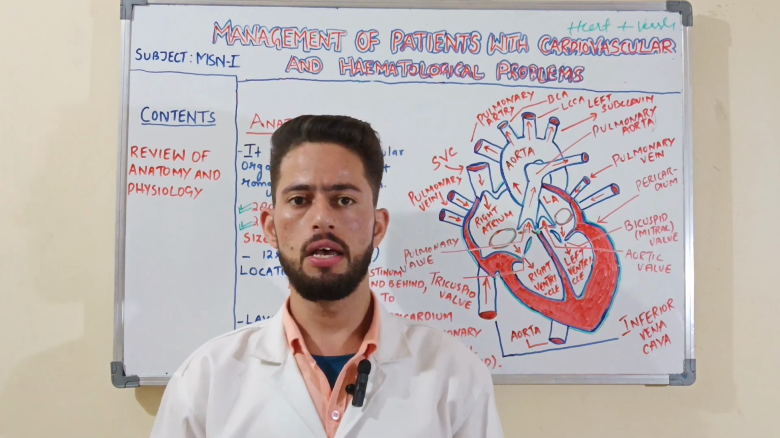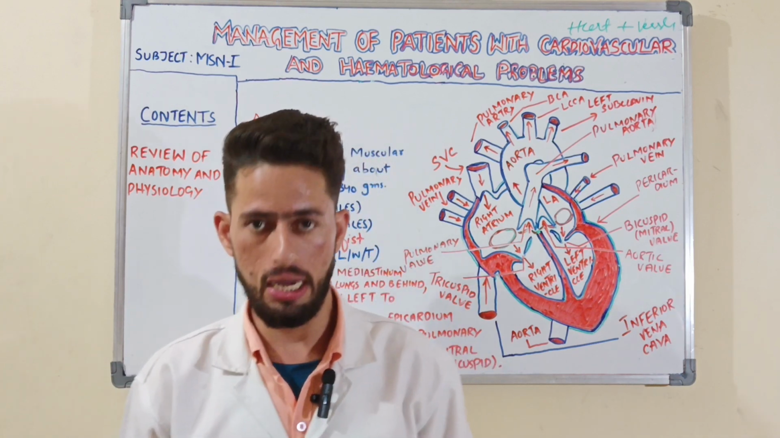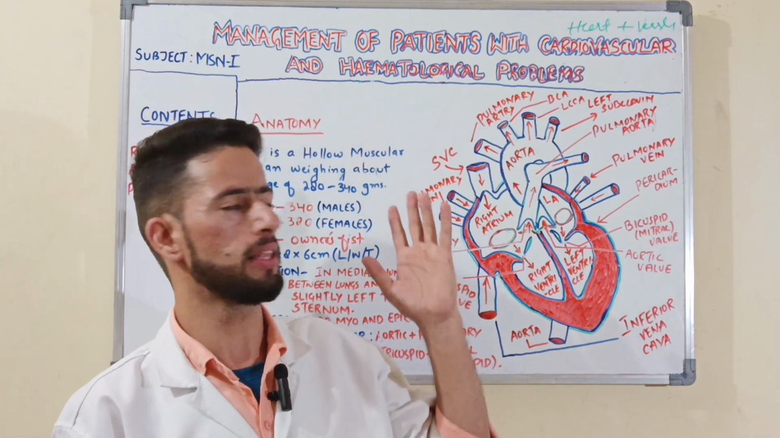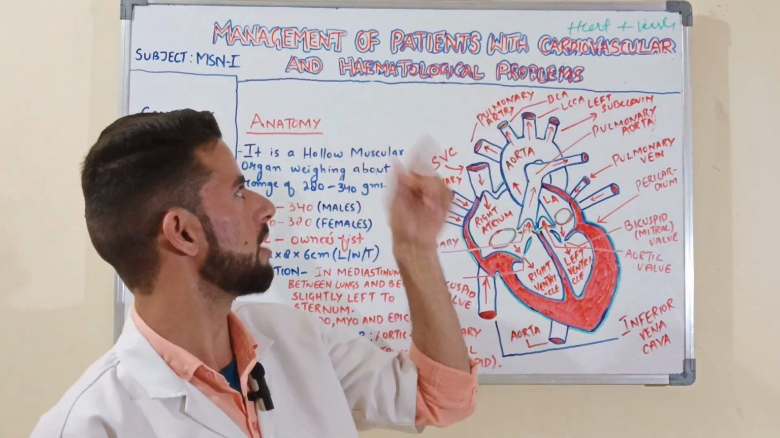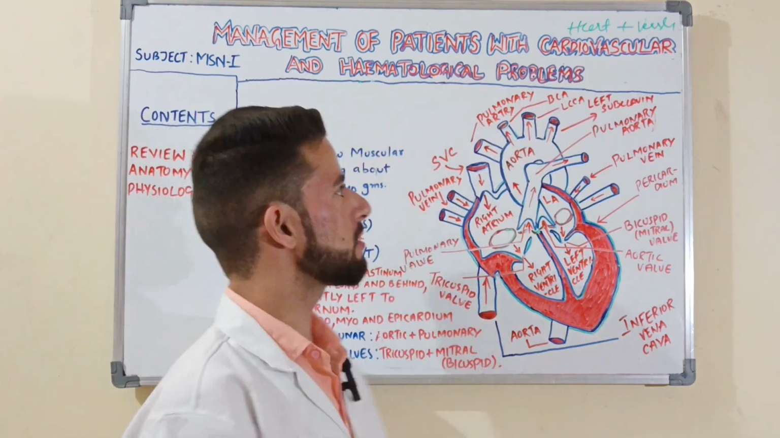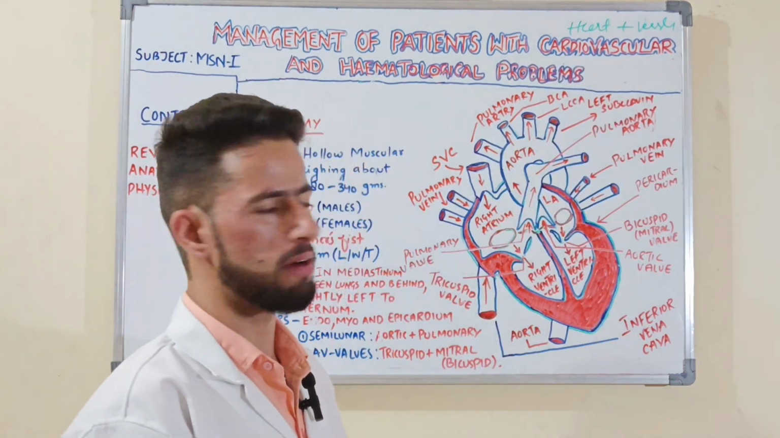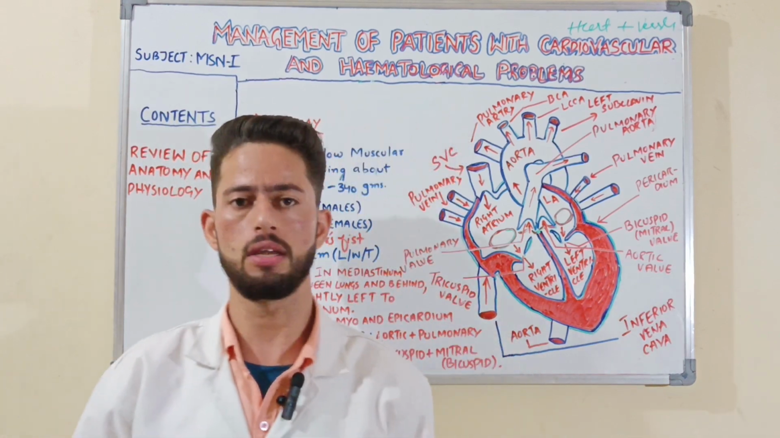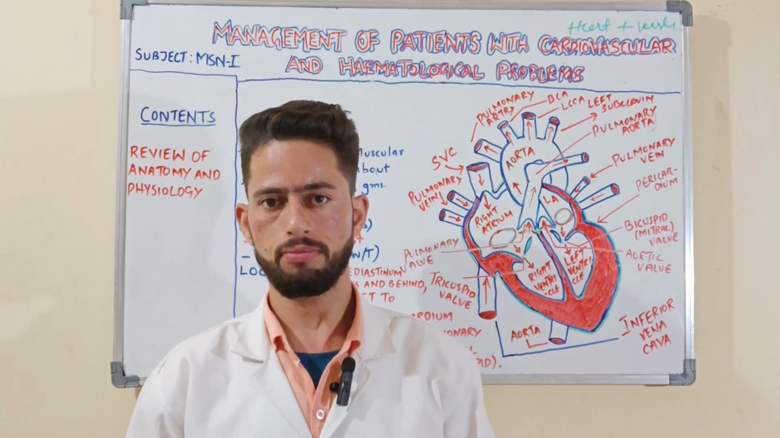In this medical and surgical nursing we are going to discuss the disorders which occur from the cardiovascular system. That's the heading I have given: management of patients with the disorders of cardiovascular and hematological systems. First, let's split this term. Cardio means heart, vascular means blood vessel, and hematology means we are going to study the diseases which occur from the blood, the blood cells.